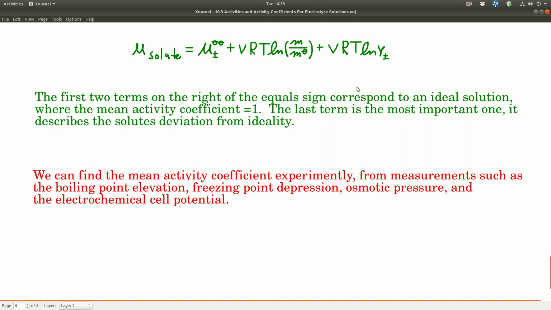And we can measure the mean activity coefficient. We can measure it different ways, with the freezing point depression, boiling point elevation, osmotic pressure. It ends up we can also get it from measuring the cell potential for an electrochemical cell. And so this is a very solid, realistic way of determining how non-ideal a solute is in solution. We can also, it ends up, use a theory to calculate the mean activity coefficient in dilute solutions, which we'll do in the next section.